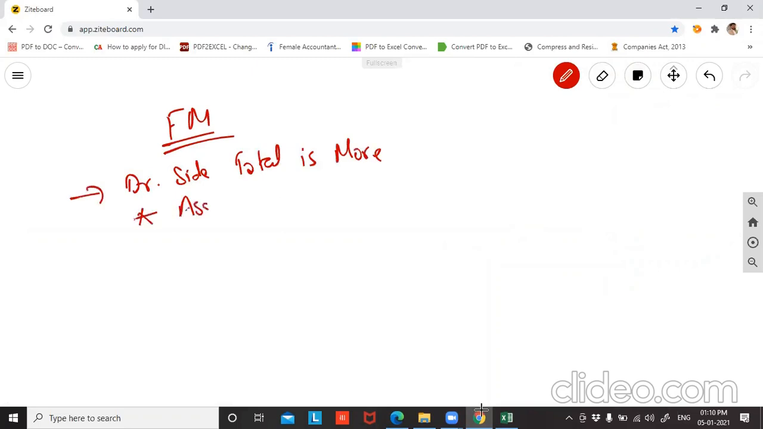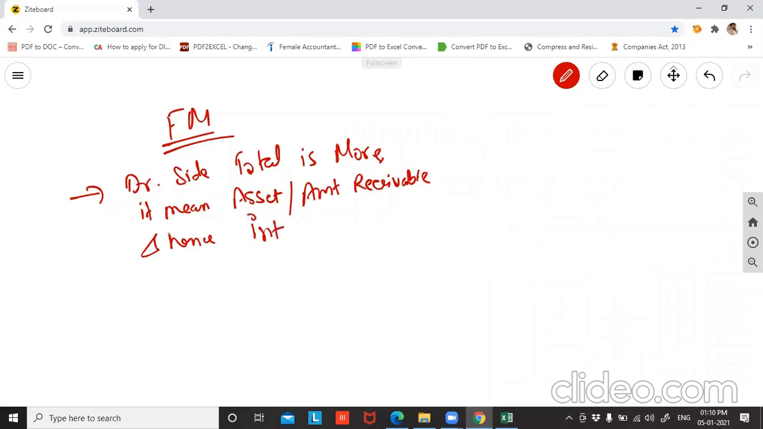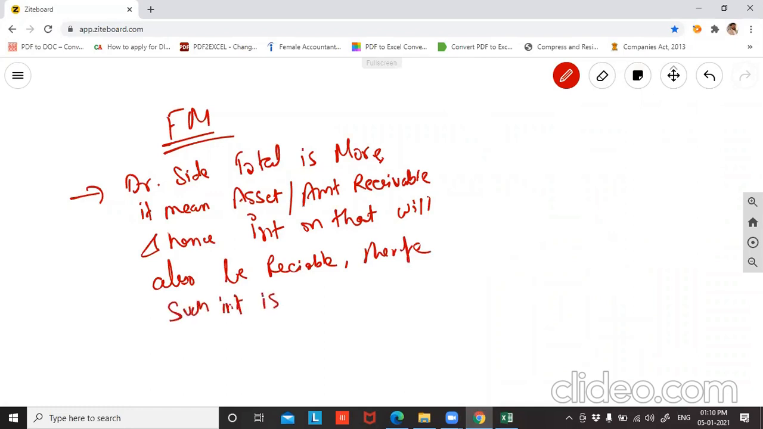So in forward method, if your debit side total is more, you will say that it is an asset. It means amount receivable, and hence interest on that will also be receivable. Therefore, such interest is income.